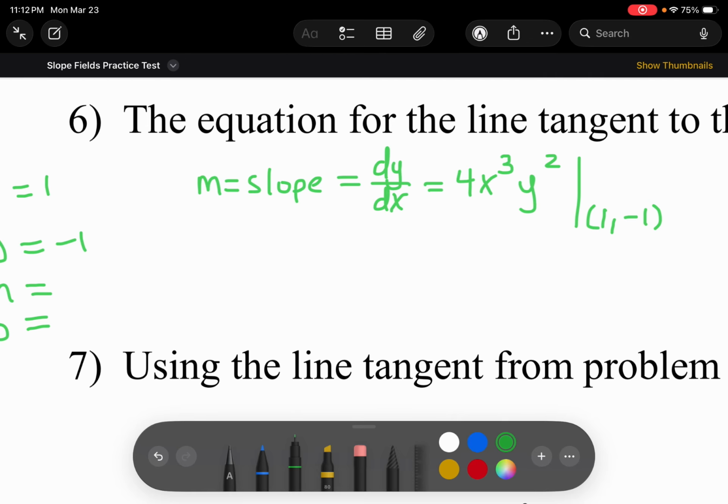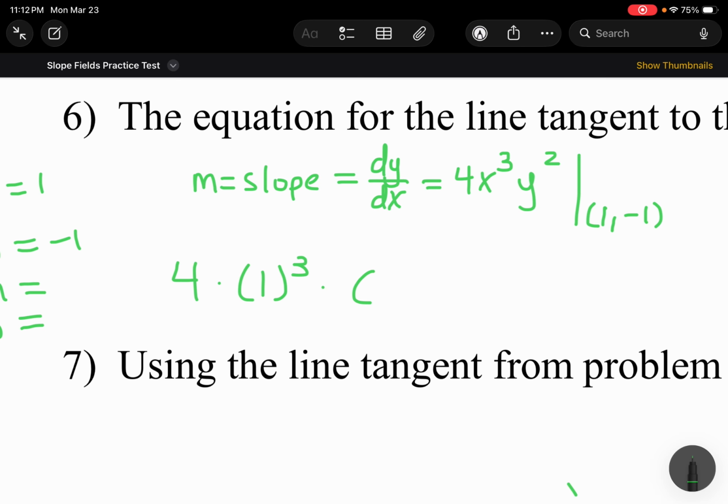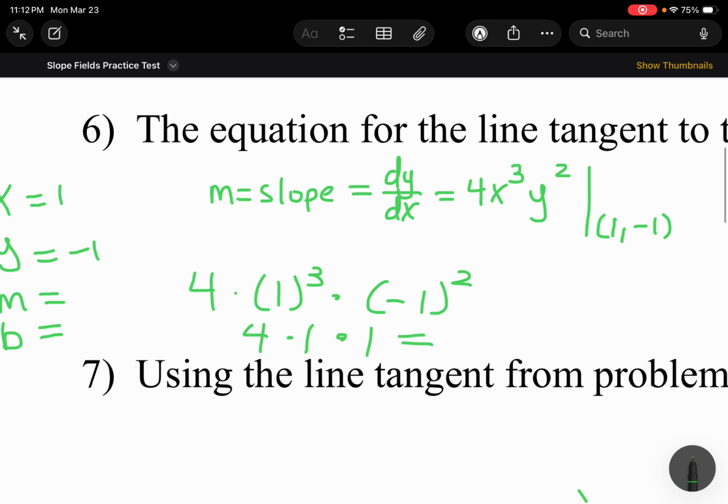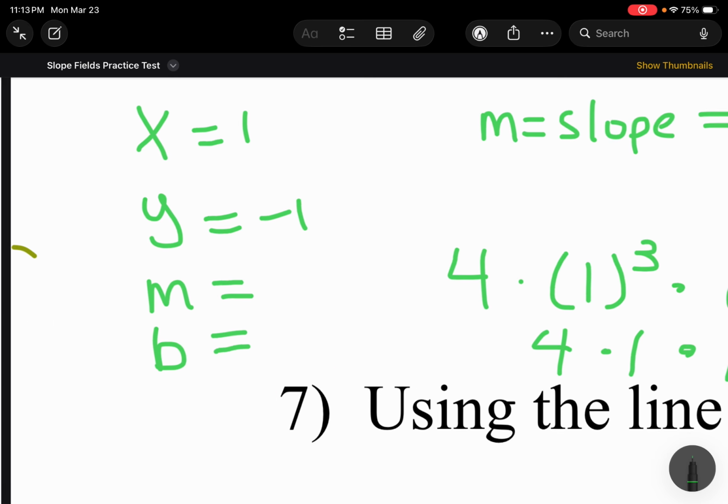Okay, so what we're going to do first, we're going to do 4 times 1 cubed times negative 1 squared. So it's going to be 4 times 1 times 1, which just gives you 4. Your m is 4.